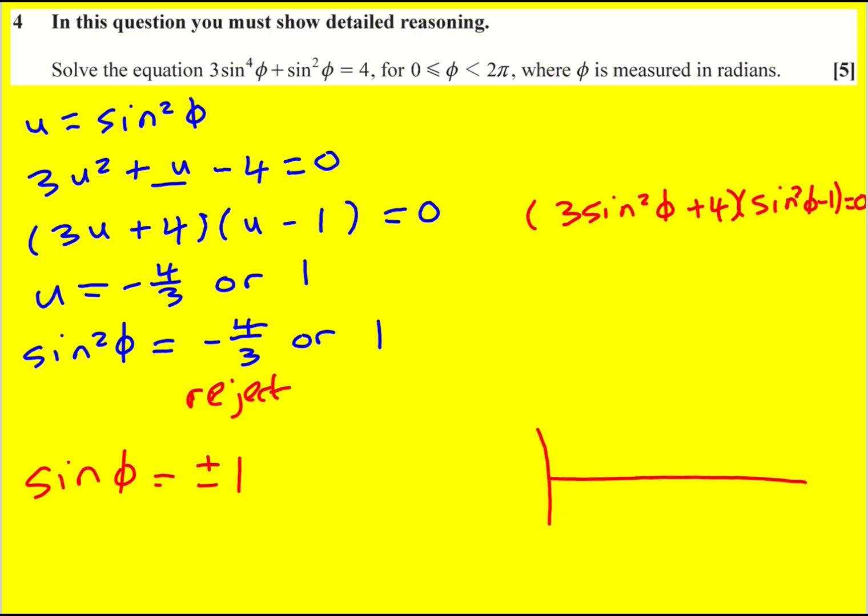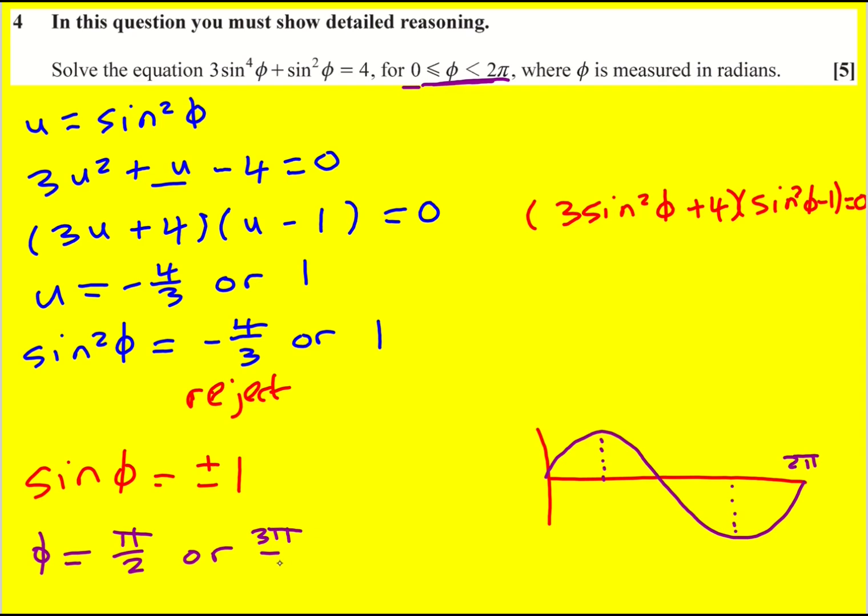Now, if you know your graph, you can actually do this next bit very quickly. Because we're just interested in 0 to 2 pi. There's 2 pi. And so this is where sine phi is equal to 1, which is going to be pi over 2. And this is where it's equal to minus 1, which is 3 pi over 2. And that's it. Those are our only solutions.